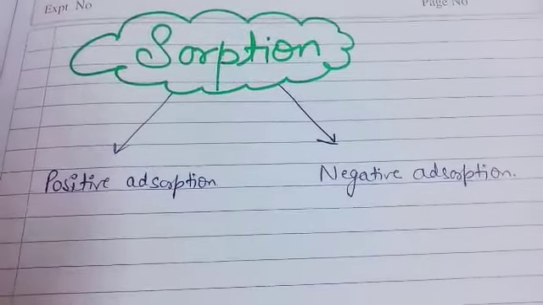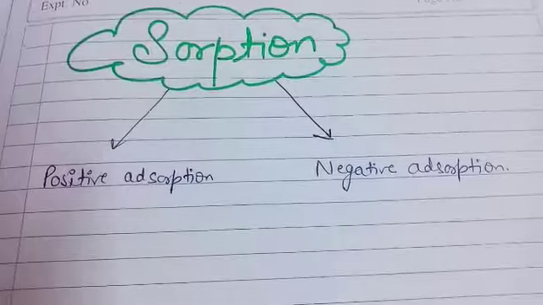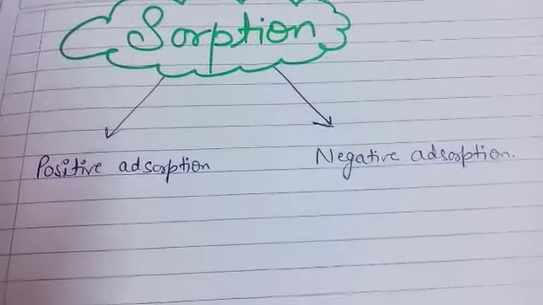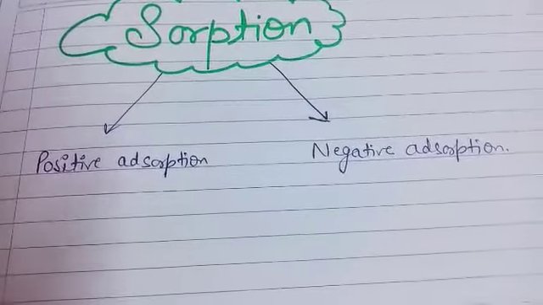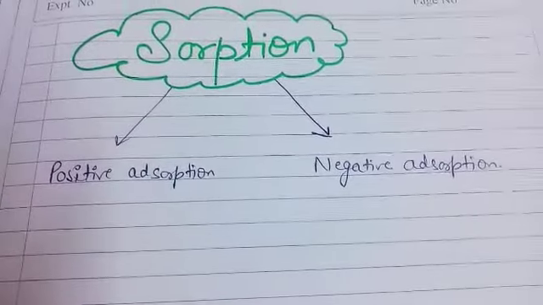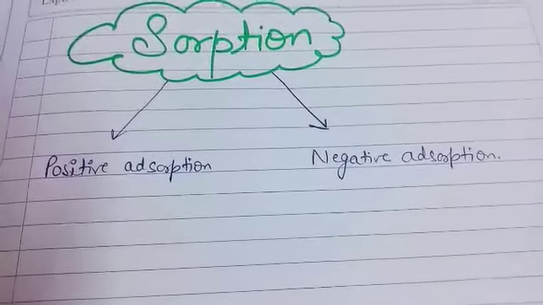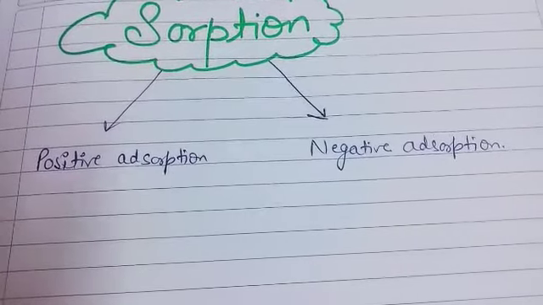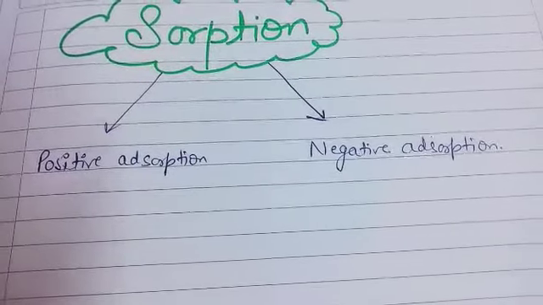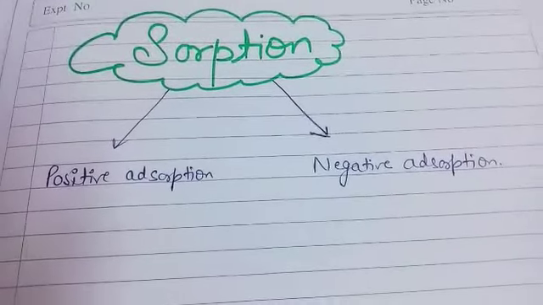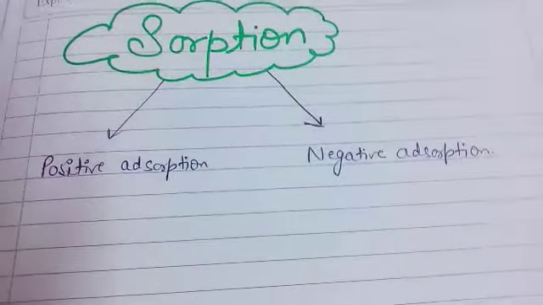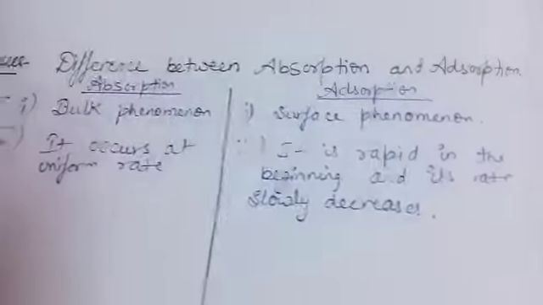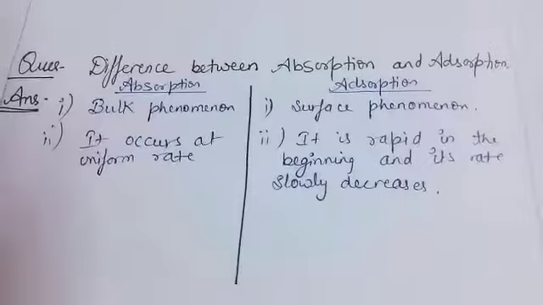Today we will study sorption and its types, and even the types of adsorption. It is of two types, chemical adsorption and physical adsorption. Before I start with sorption, there is one important question, although it's easy. That one is the simple difference between absorption and adsorption. So first of all, what's the difference between absorption and adsorption?